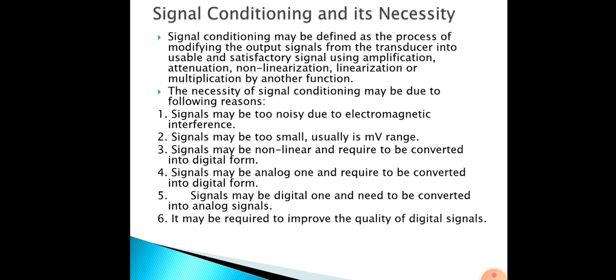The signal may be noisy. There will be noise when we get the signal from the transducer, so due to electromagnetic interference, we have to remove that. That's why it is necessary. Then the signal may be too small, usually in millivolts, so amplification is needed for that purpose. The next, the signal may be non-linear and required to be converted into digital form. Then the signal may be analog, so it has to be converted to digital. Then the signal may be digital and need to be converted into analog, A/D or D/A. The next one, it may be required to improve the quality of the digital signal. For this purpose, signal conditioning is necessary.